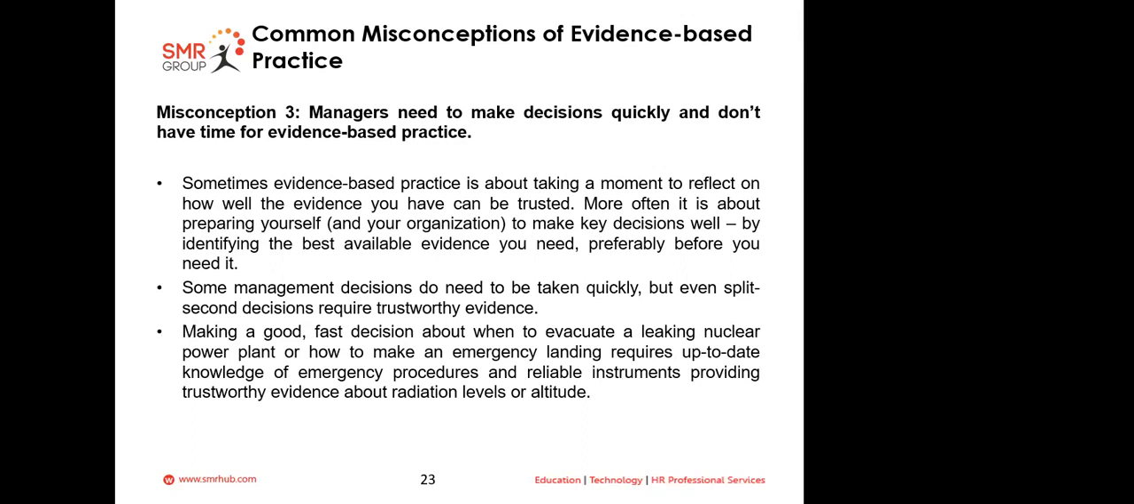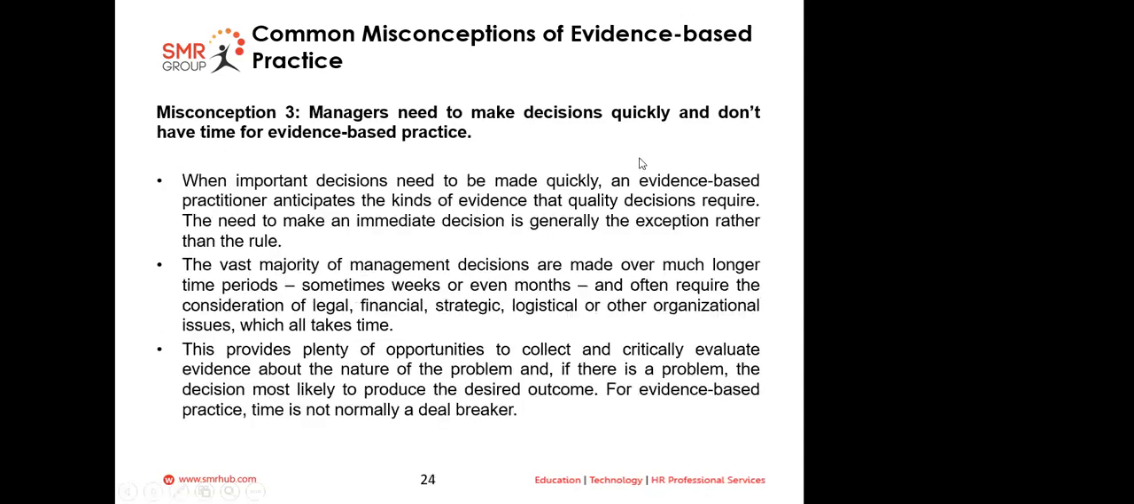So our ability to make good, fast decisions, for example, when we want to evacuate a leaking nuclear power plant, or how to make an emergency landing, we must know about emergency procedures. We must know what the instruments available out there are that can actually provide trustworthy evidence about radiation level or altitude. So without some kind of evidence, our decision is also going to be distorted, even if it needs to be made as fast as possible.